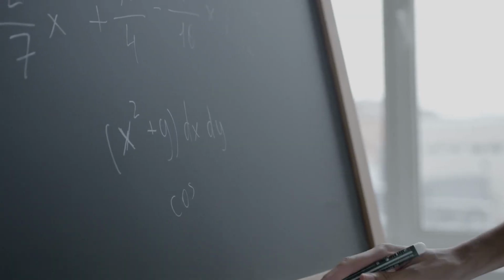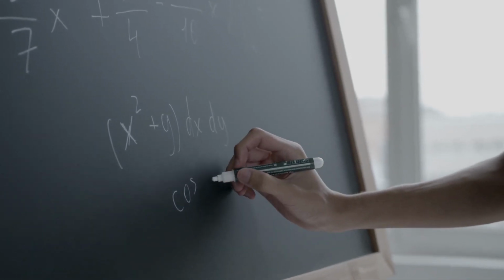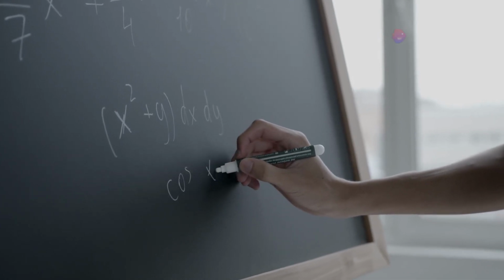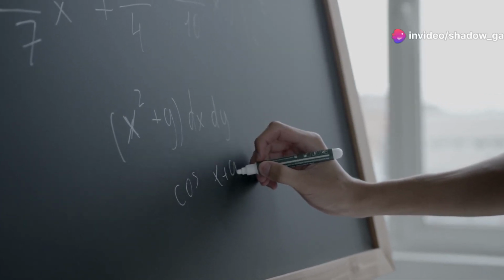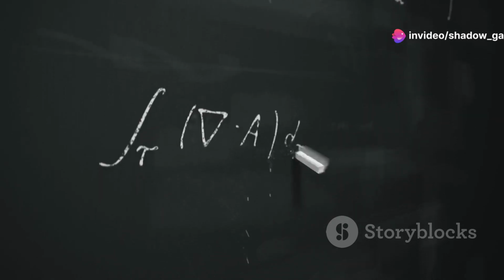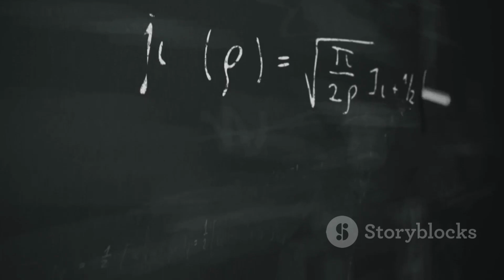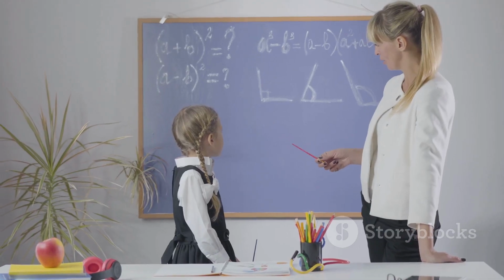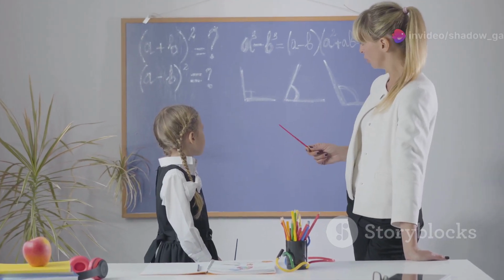Step 1. Isolate the variable term. The first step is to get the term with the variable by itself on one side of the equation. This means we need to move any constants to the other side. In our example, 2x plus 3 equals 9, we need to get rid of the 3 on the left side. This is done by performing the opposite operation. To do this, we can subtract 3 from both sides of the equation.